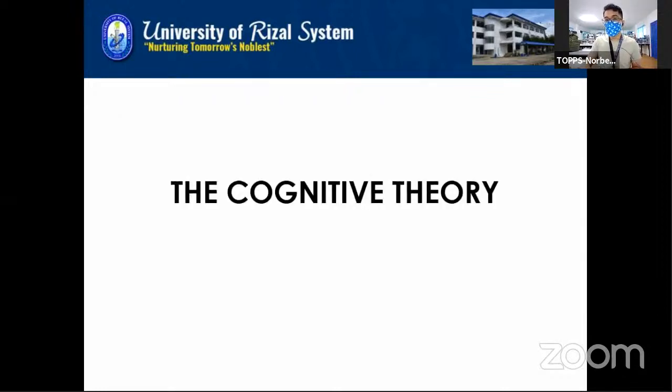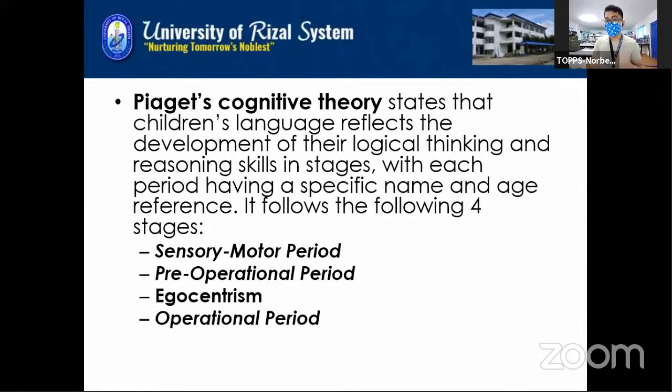Then we have cognitive theory, to which you are all particular with. Then we have Piaget's cognitive theory, which states that children's language reflects the development of their logical thinking and reasoning skills in stages, with each period having a specific name and age reference. So, na-discuss naman natin ito. Pasadahan lang natin what are these 4 stages. Let's say sensory motor period, pre-operational period, egocentrism, and operational period. So these are the stages where the child underwent as far as the child's development. Okay, di na natin isa-isahin kasi we have already discussed all these 4 stages.